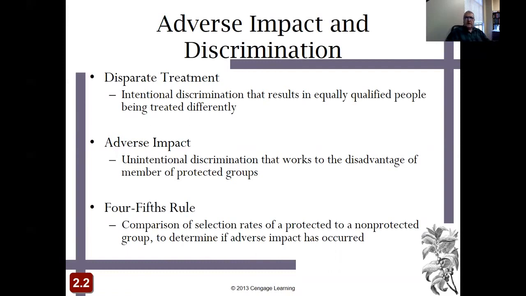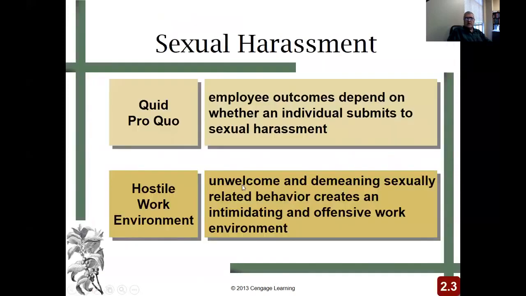So the adverse impact is unintentional discrimination that works to the disadvantage of members of protected groups. The first one, disparate treatment, is about individuals, treating people individually in a different way because of their personal characteristics. And the second one, adverse impact, is about treating protected group members differently.